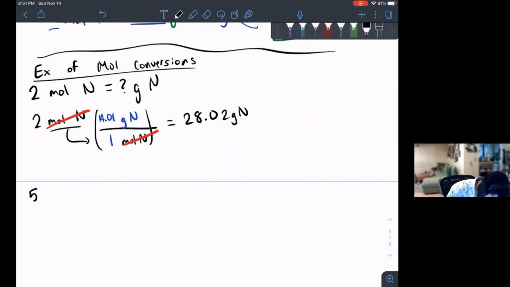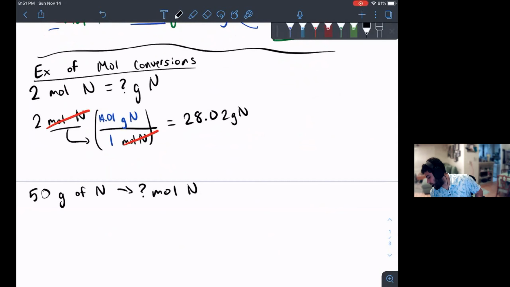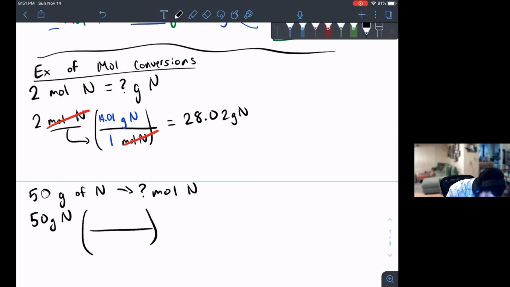If I have 50 grams of nitrogen, I'm going to need a calculator for this one, and I want to find out how many moles of nitrogen. So once again, we're going to start out the exact same way. We start with 50 grams of nitrogen, and we're just going to rewrite that: 50 grams nitrogen, make some big parentheses, and drop our units like it's hot.